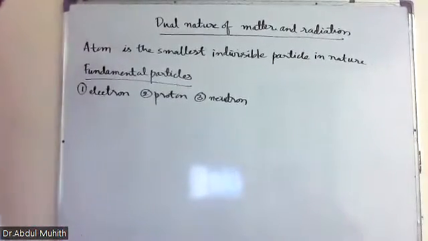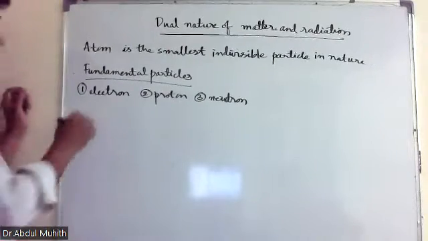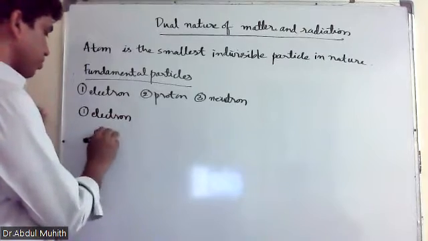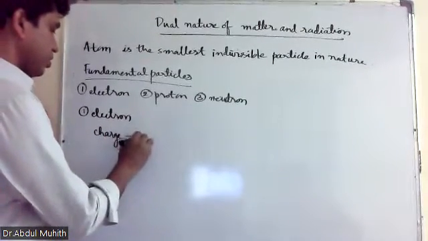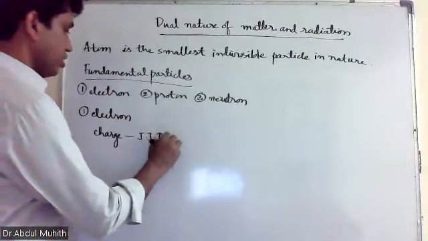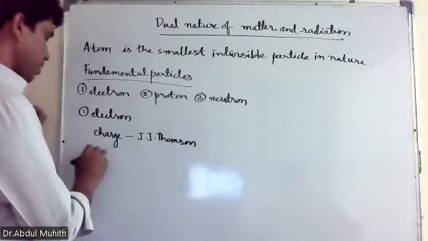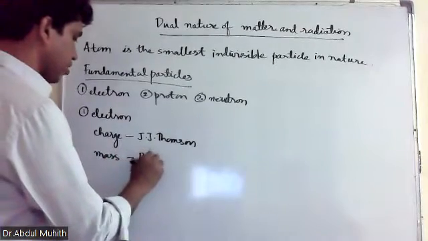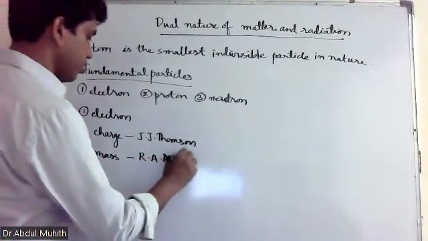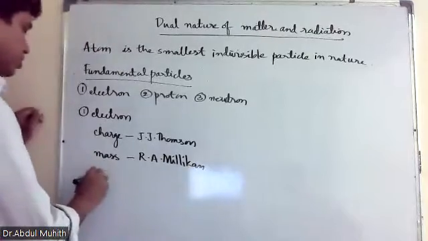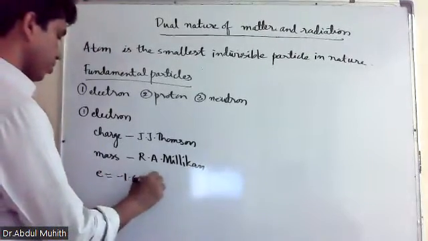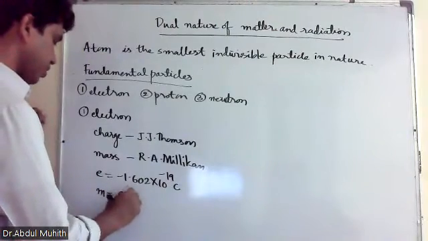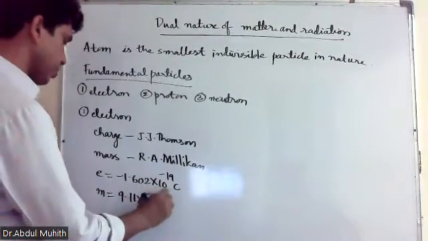Okay, so here the first one is the electron. The charge of the electron was discovered by J. J. Thomson. And the mass of the electron was discovered by R. A. Millikan. Here we have the charge of an electron as minus 1.602 into 10 to the power of minus 19 coulombs, and the mass of an electron is 9.11 into 10 to the power of minus 31 kg.